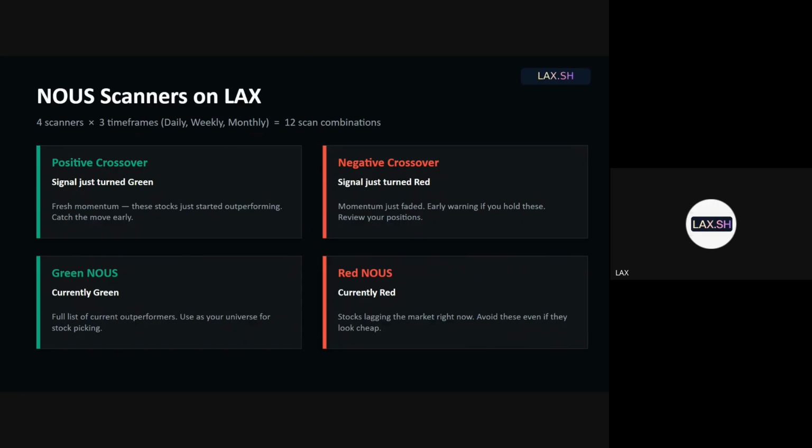All right. Anybody who has problem with language, Hindi, English, and all that, feel free to say that. So we have four scanners for news, right? In Lakhs, four scanners and three time frames. Okay, three time frames you have: daily, weekly, and monthly, right? And four scanners are news red, news green, news positive crossover, meaning red to green, news negative crossover, meaning green to red. So 4 into 3, 12 combinations, right?